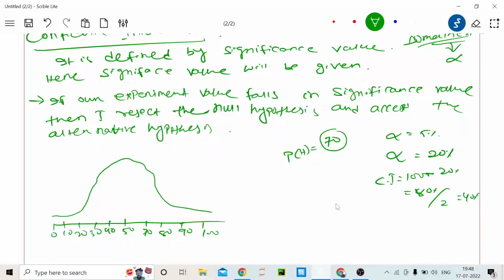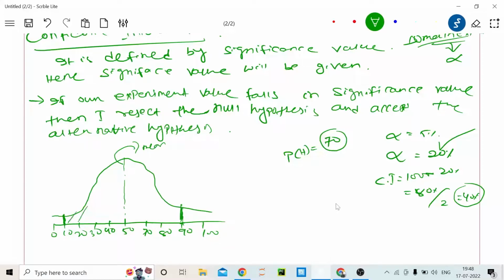In this case I give you that the confidence interval is 80%. That means our significance value is 20% and the confidence interval is 80%, and it is also split between left and right. That means 40% of the data towards the left and 40% towards the right. If this is our mean, then 40% data towards the right, that means up to this value, and 40% towards the left, that means this value.